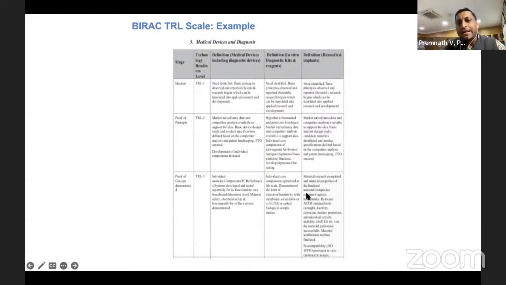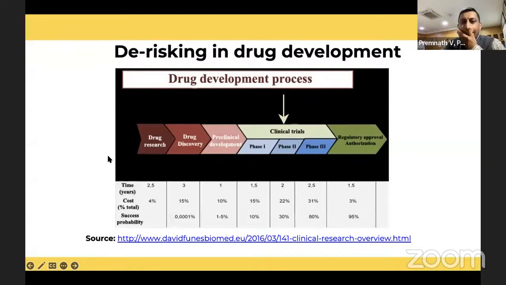Okay, so that is what you would want to do. And this is also an indicator of how you want to progressively de-risk your technology. Of course, every technology is unique, so the story will be different in each case. But this is a useful thing to look up and be aware of. Many of you will be familiar with a version of this used in drug development. So in drug development, this is how the process might look. You might go from drug research to drug discovery, and then preclinical development to clinical trials, and then finally regulatory approvals and authorization.